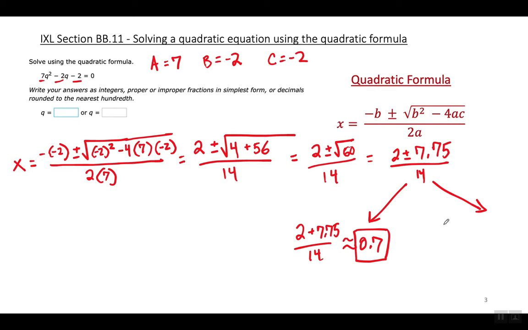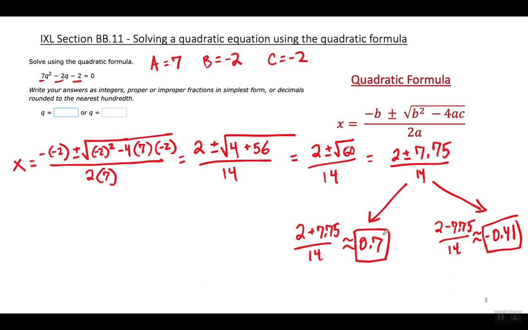And for my second answer, I got to do 2 minus 7.75 over 14. All right, so I'll do that in my calculator. 2 minus 7.75 equals divided by 14. And I get approximately negative 0.41. All right, so those are my two answers.